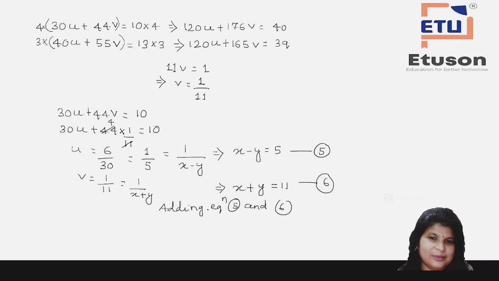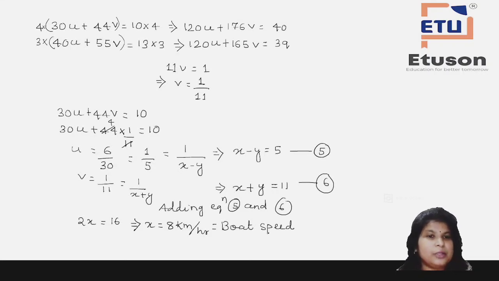Adding equations 5 and 6, you get 2x is equal to 16. Then what will be your x value? x is equal to 8 kilometer per hour. What have we considered x? x is the boat speed, or speed of the boat. Then what will be your y value? Just substitute in any of the equations. So your y is equal to 11 minus x, that is 3 kilometer per hour. So this is your stream speed.